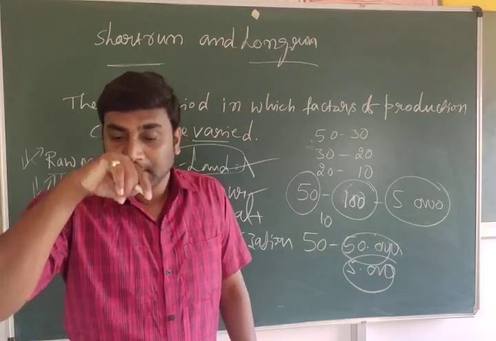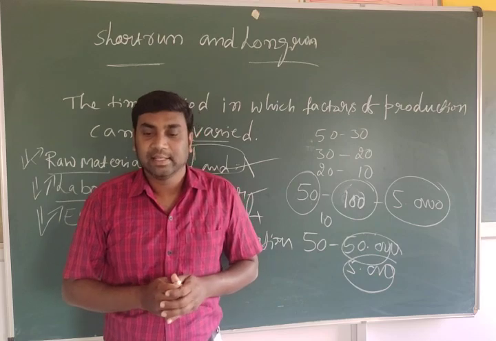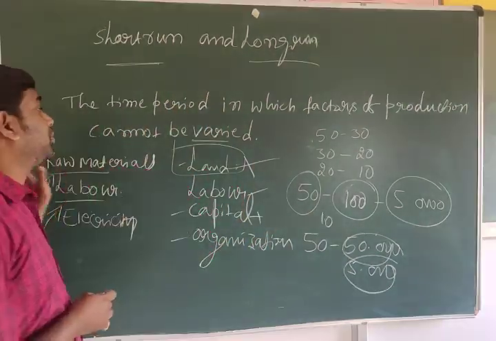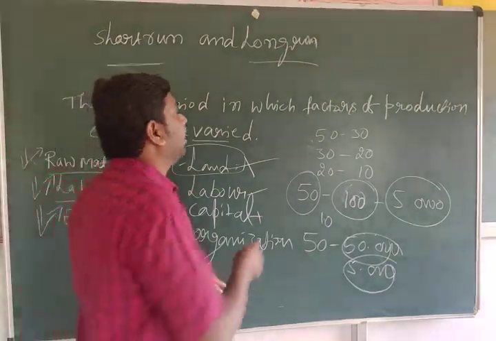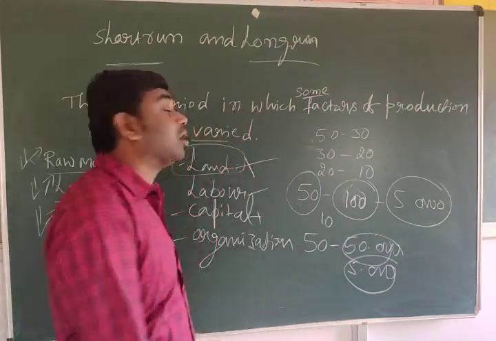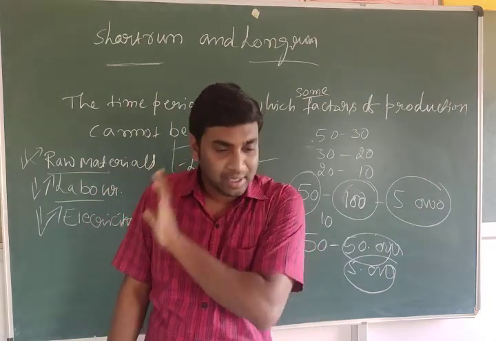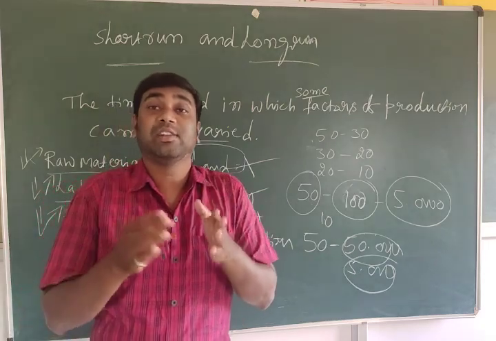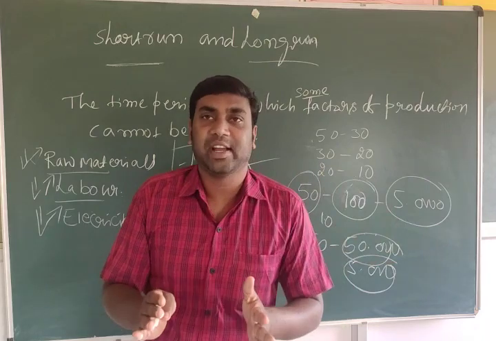Short run is nothing but a small time period. Otherwise, we can say it's a time period in which some factors of production cannot be varied, but we can change only one factor, for example labor. Okay, so the remaining factors that are fixed are called fixed factors.